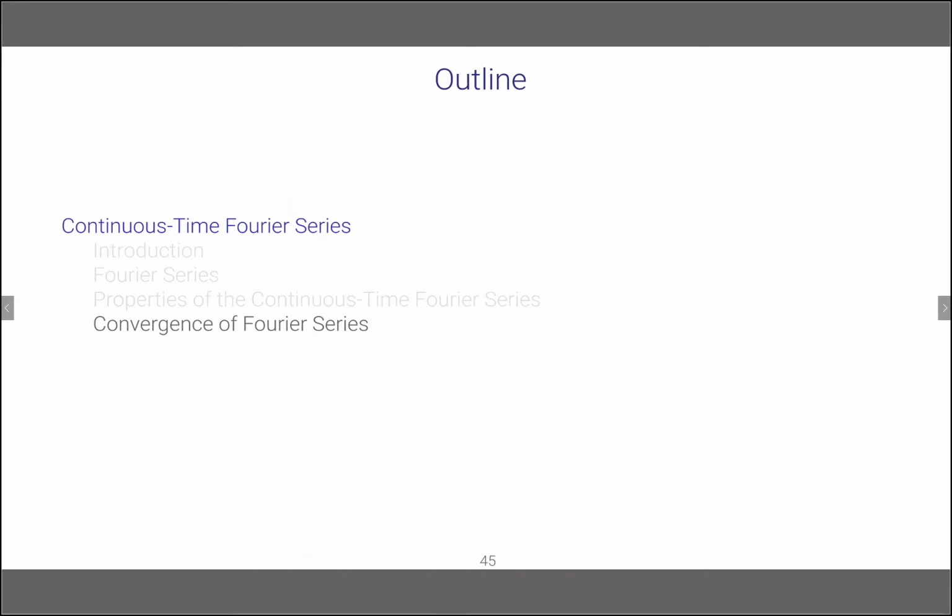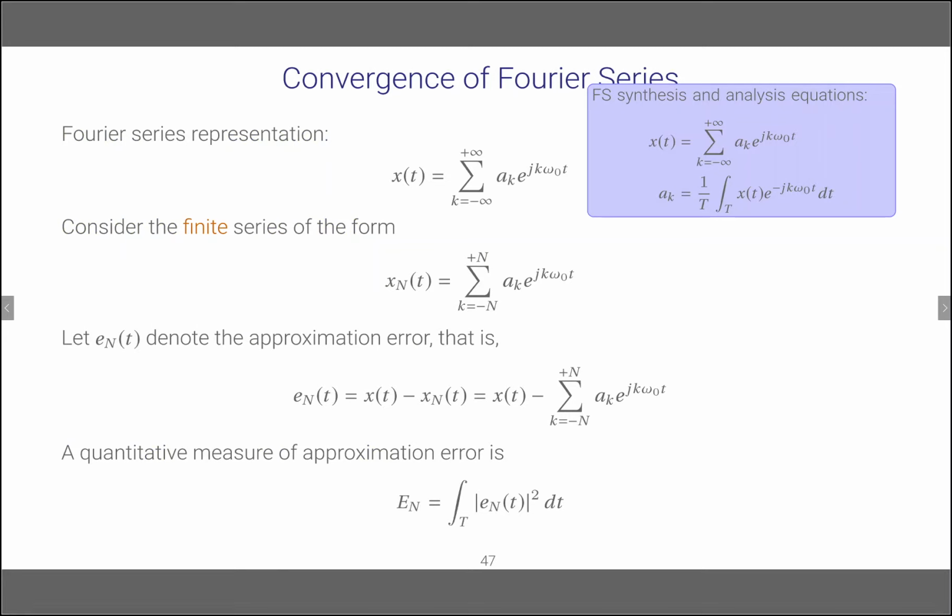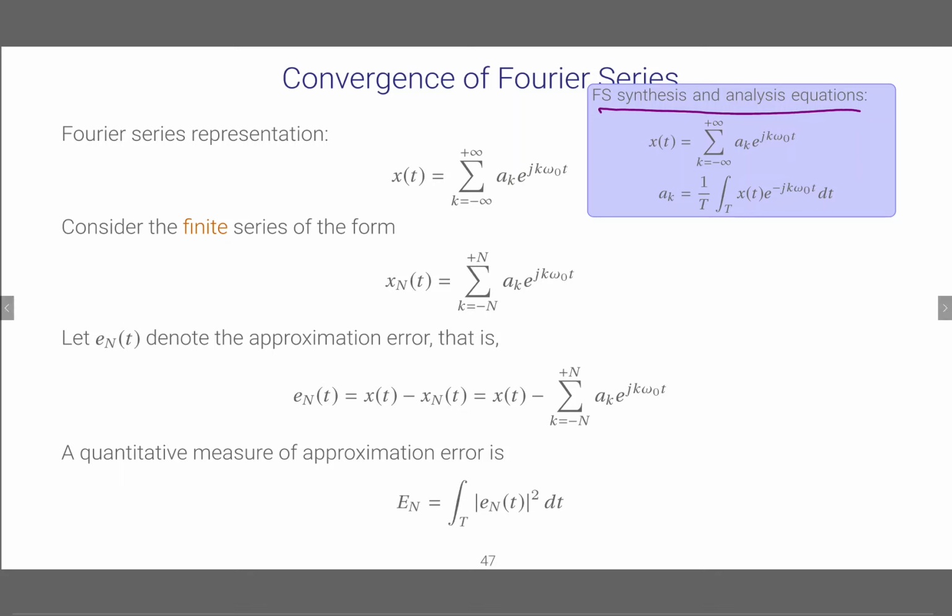Okay, then let's briefly look at the convergence of the Fourier series. These are the Fourier series synthesis and analysis equations. They are very familiar to us now. Now we consider the Fourier series representation as a finite series, rather than taking k values from minus infinity to infinity, we take from minus N to N. Then let eN denote the approximation error, the actual infinite representation minus the finite representation, so there must be some error here. That error we denote like this.